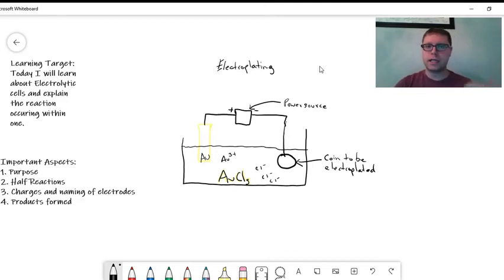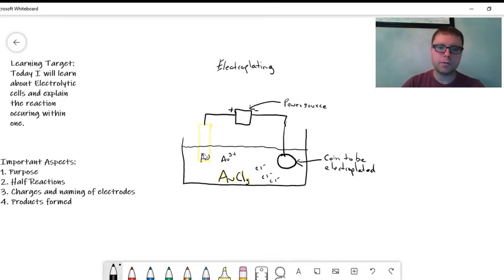Electro, again, you're just using electricity or power. And plating means you're taking a metal from one side of your reaction and coating another metal on the other side, okay? In this example, I'm using gold 3 chloride in my solution.